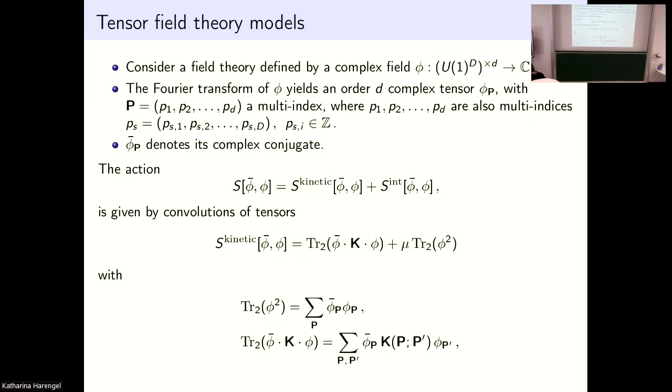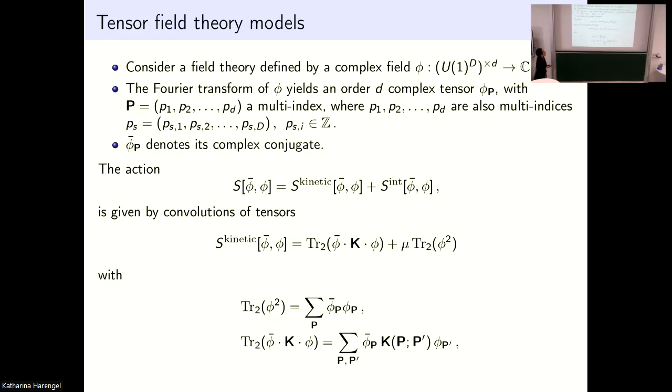So we consider, again, so this is a little bit of repetition, but in our case, our group we just take to be U(1)^D, D copies of U(1). And then we have order d tensors again. And tensors now take complex values. And then we're going to work in momentum space. Okay, that's our preferred space. And again, the action is given by that.